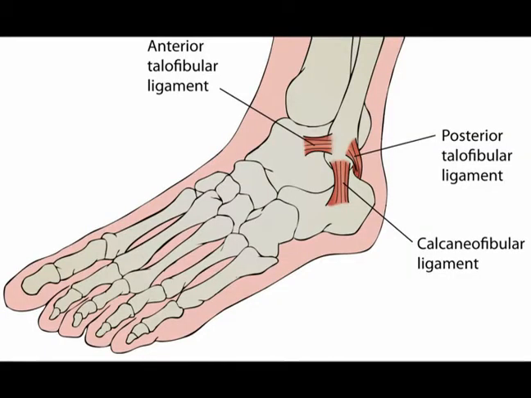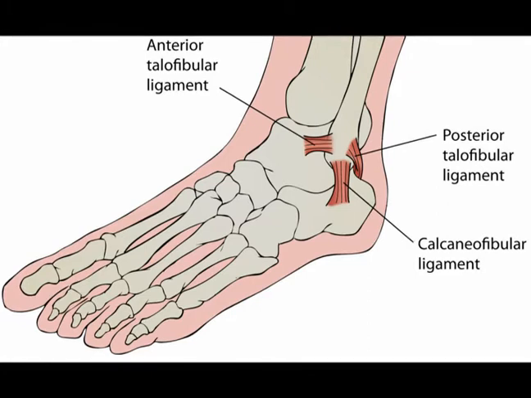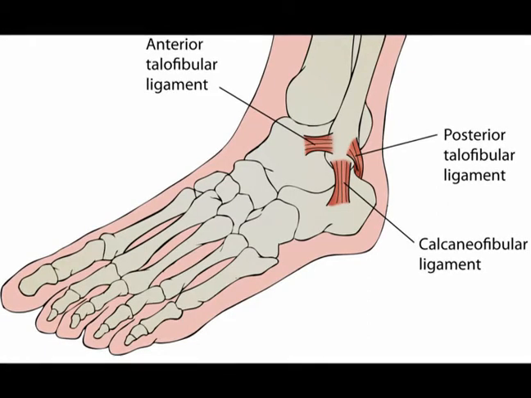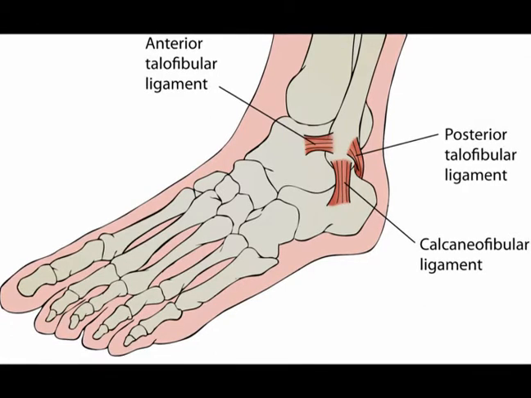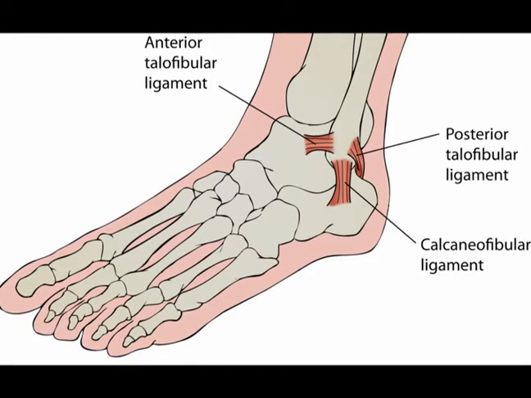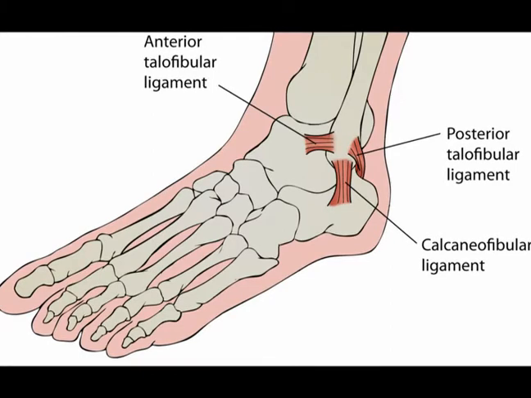Now you may be asking yourself, what exactly is a ligament? Well, ligaments are connective tissue. They attach one bone to another bone. They're made of tough collagen fibers, and they help to stabilize and support joints by preventing excessive motion. Again, they help to stabilize and support a joint by preventing excessive motion.